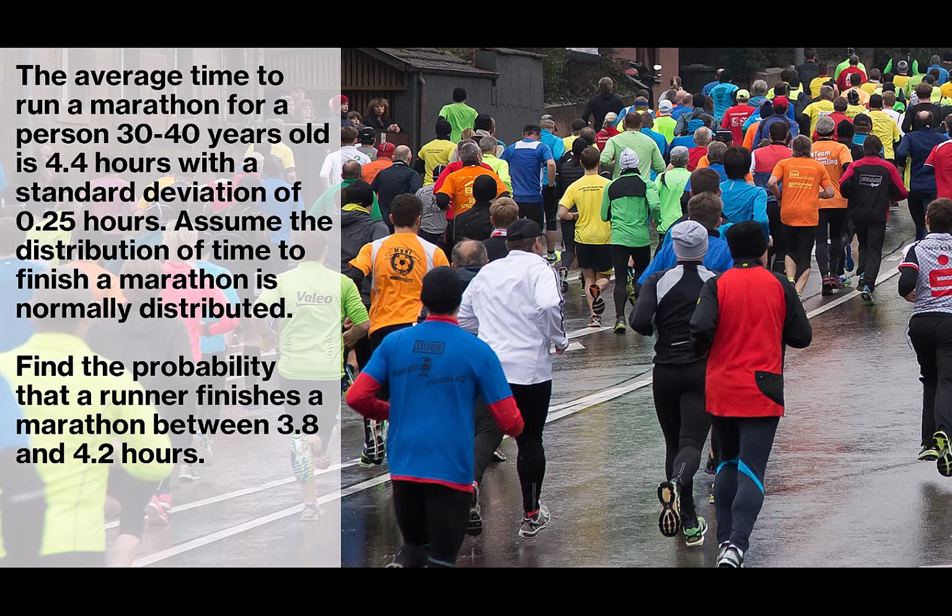So let's do one last example. The average time to run a marathon for a person 30 to 40 years old is 4.4 hours with a standard deviation of 0.25 hours. Assume the distribution of time to finish a marathon is normally distributed. We're going to find the probability that a runner finishes a marathon between 3.8 and 4.2 hours.